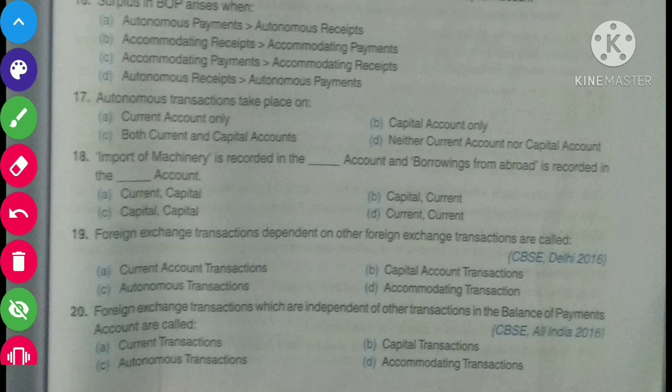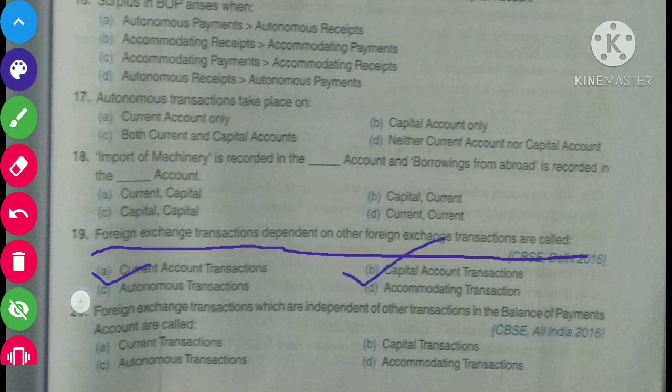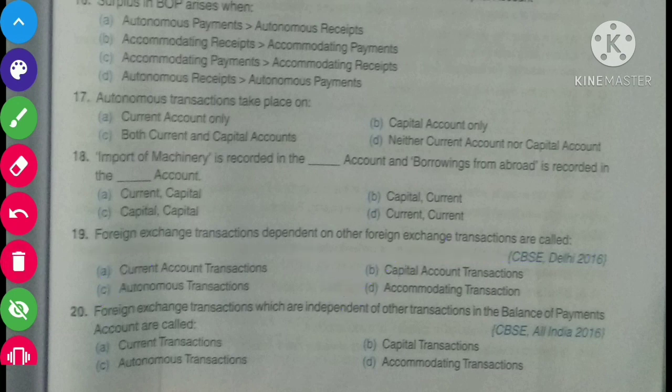Foreign exchange transactions dependent on other foreign exchange transactions are called option A, current account transactions. Option B, capital account transactions. Option C, autonomous transactions. Option D, accommodating transactions. Its correct answer is option D, accommodating transactions. Move to next question number 20.